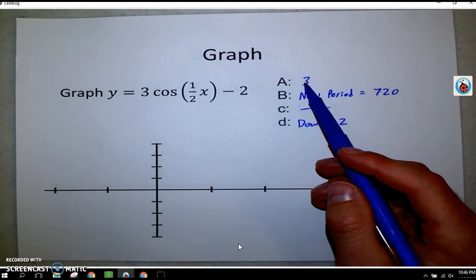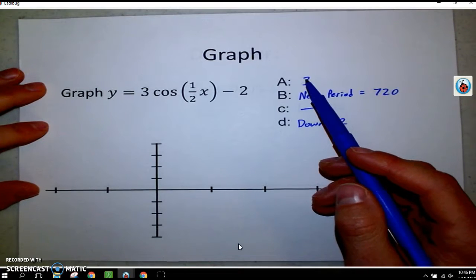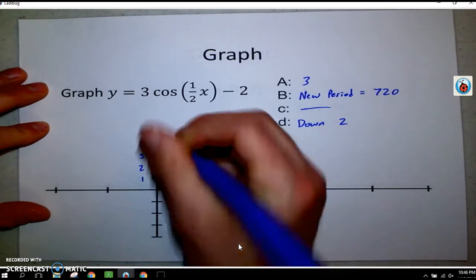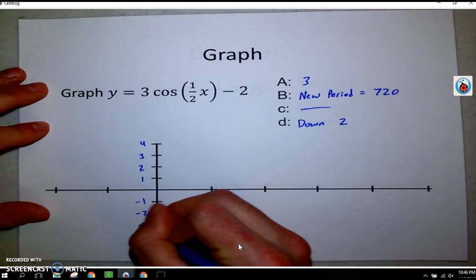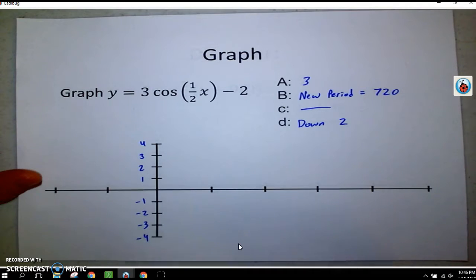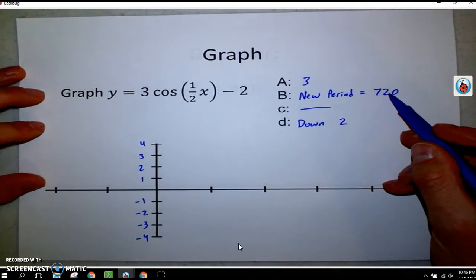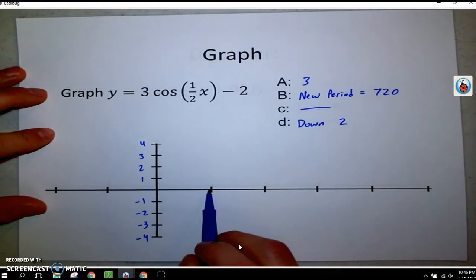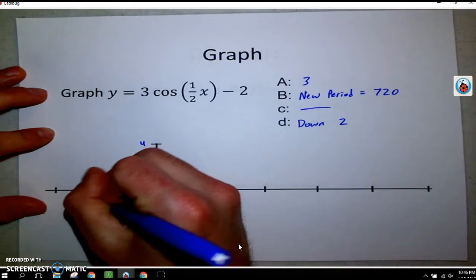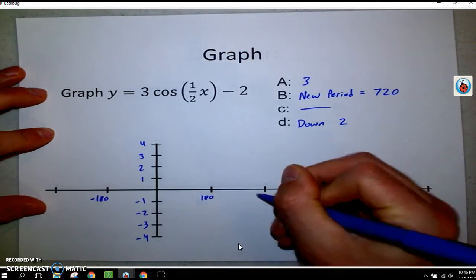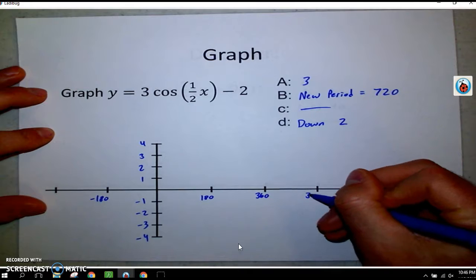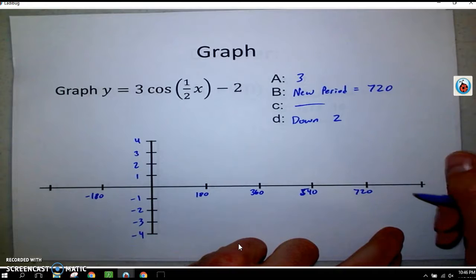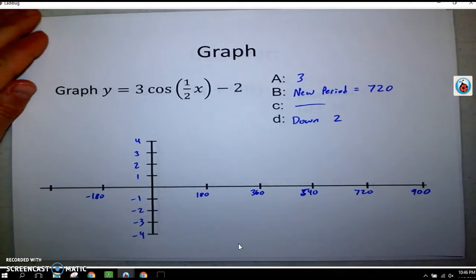My amplitude is 3. So since my amplitude is 3, let's go ahead and label this 1, 2, 3, 4, negative 1, negative 2, negative 3, negative 4. My new period is 720. So because my new period is longer, instead of going by 90s, I'm actually going to go by 180s. So I'll go negative 180, positive 360, this would be 540, and 720. And if I went all the way out here, 900.